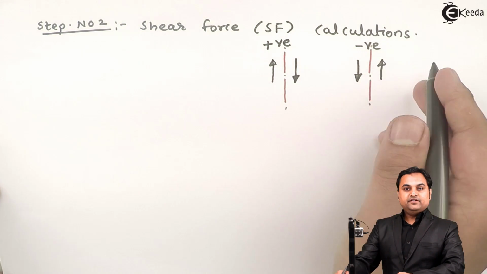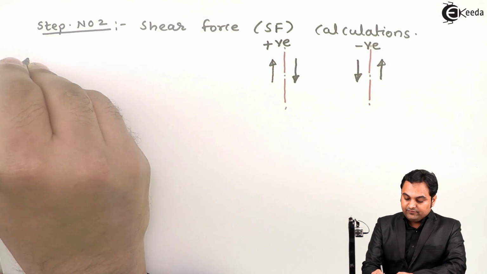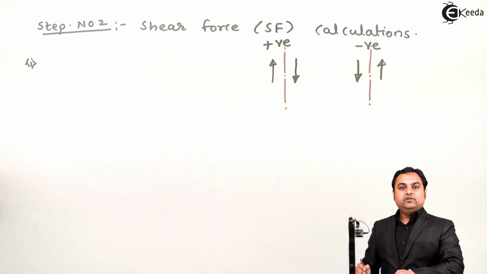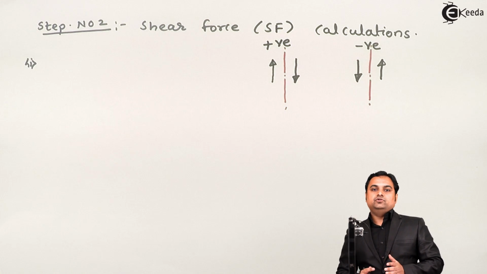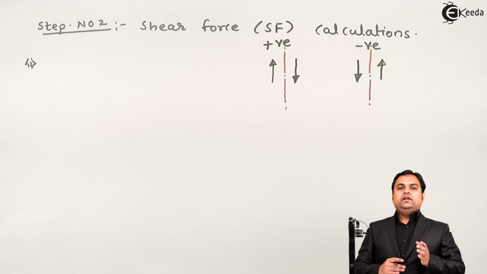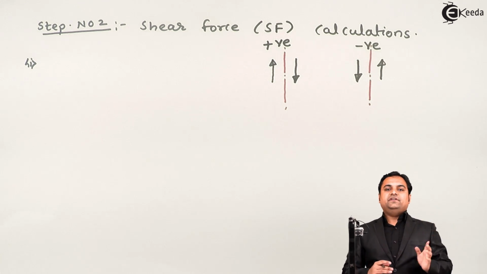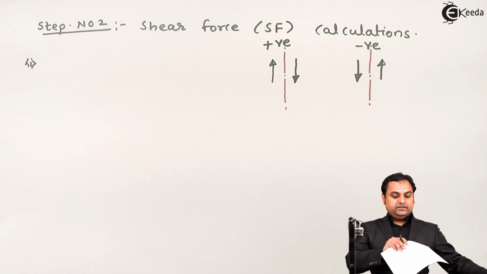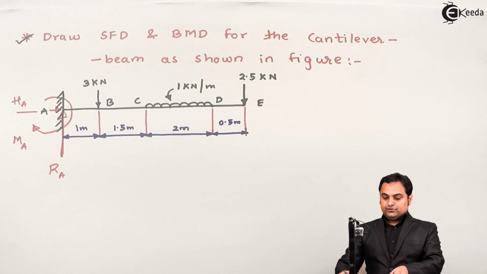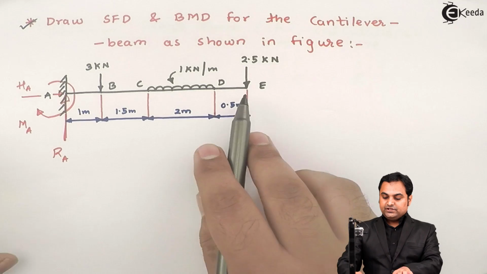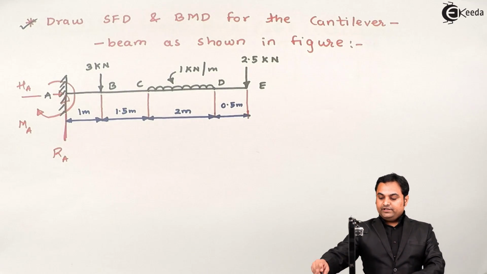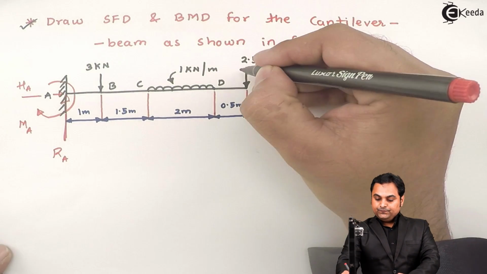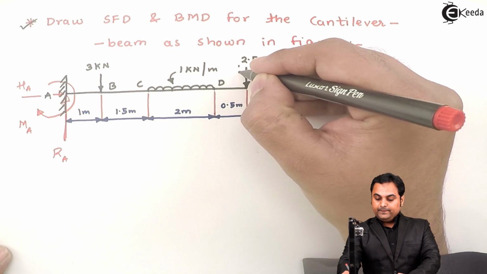So here I'll find the value of shear forces, and for cantilever beams we will always start calculating the shear force from the free end, because if we move from free end to the fixed end, the shear force value will go on increasing. So first of all I'll calculate the value of shear force at point E, and for that I will take the section just to the left of E.